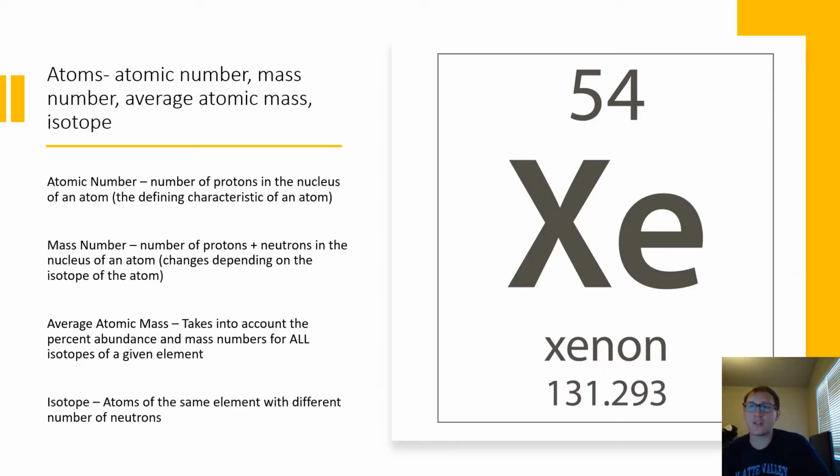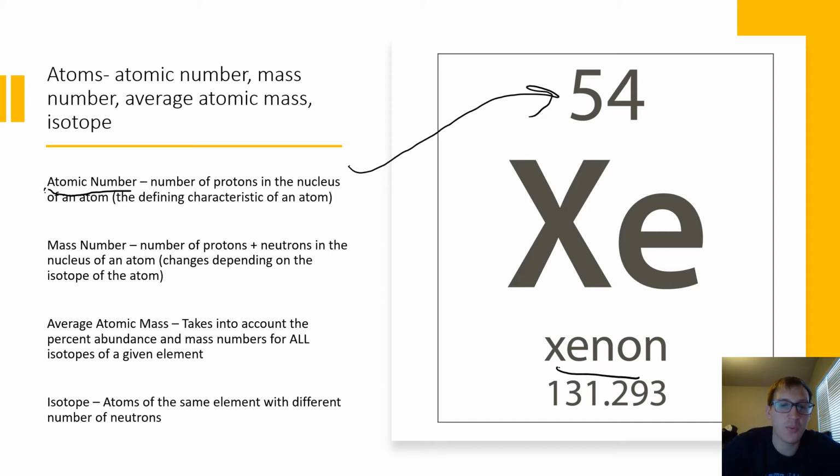Moving on, we started talking about atoms and how the periodic table looks and what the numbers tell us. Remember some vocab here. We have atomic number. That is the number of protons in the nucleus of an atom. It is the defining characteristic. It is always at the top of your little squares on your periodic table. This is telling me that xenon has 54 protons. If I knock that down to 53, I no longer have xenon.